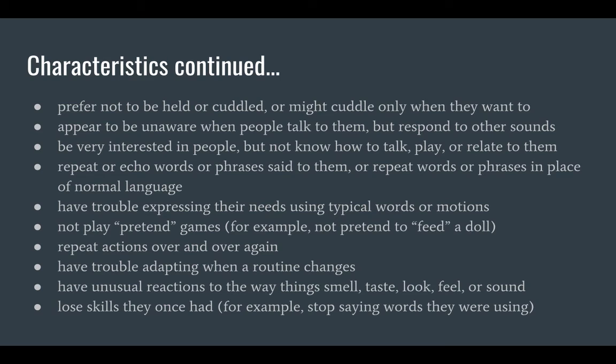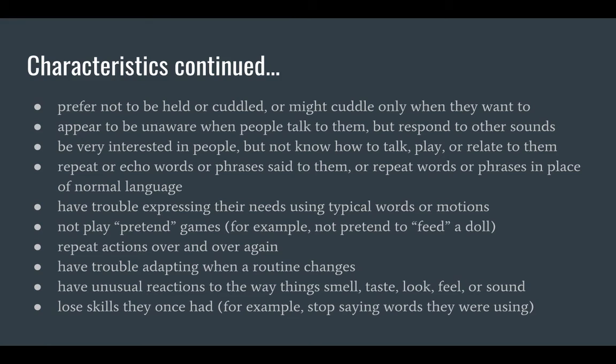They might be very interested in people, but not know how to talk, play, or relate to them. They might repeat or echo words or phrases said to them, or repeat words or phrases in place of normal language. They might have trouble expressing their needs using typical words or motions. They might not play pretend games. They might repeat actions over and over again, have systems that they need to repeat the same things.